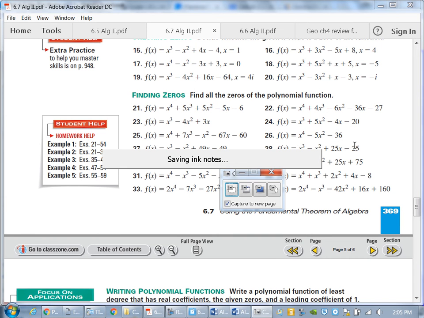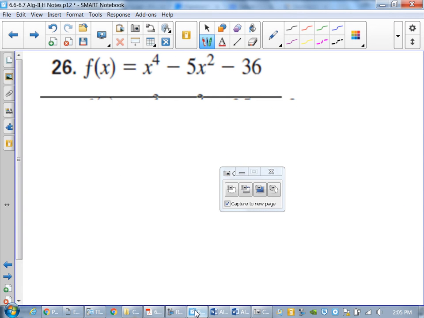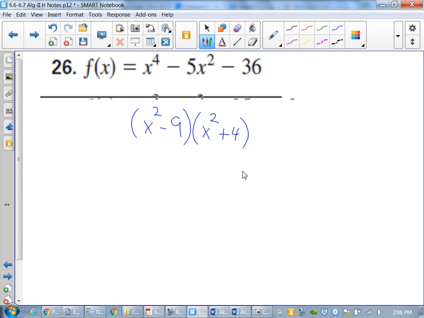Now, what times what is negative 36? You have to go to get negative 5. Here's your shortcut. It's 3 terms. Your first term has a degree of 4. The second one has a degree of 2, which is half of 4. So try to factor it like you would any other boring trinomial. So you get x squared minus 9 and x squared plus 4, which gives you zeros at plus or minus 3 and plus or minus 2i. You don't necessarily have to use synthetic division throughout all these problems when there is other alternatives to help make it go quicker.